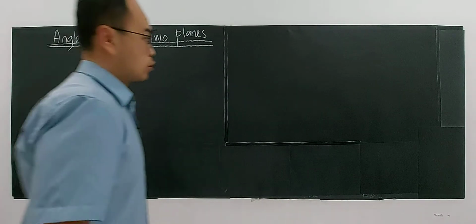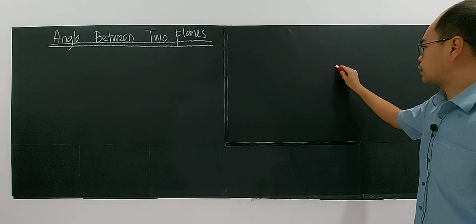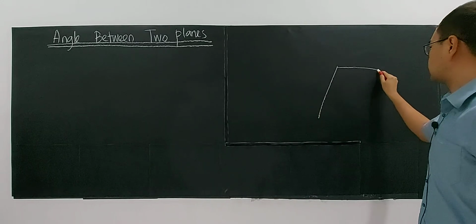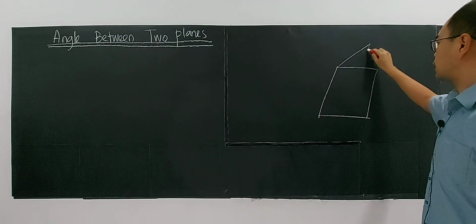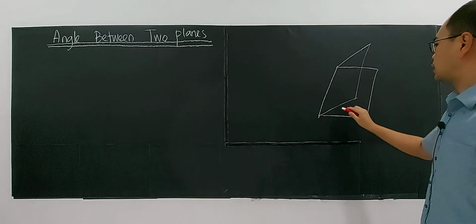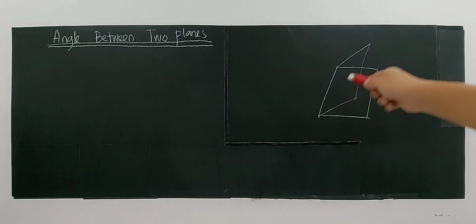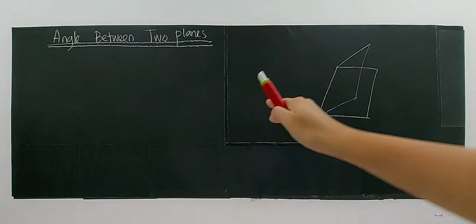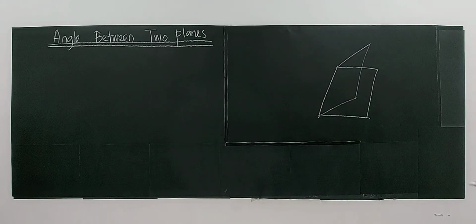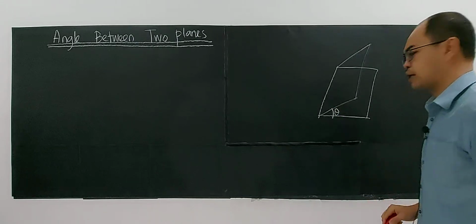So I'm going to draw it here. Let's say you have two planes. This is a plane on the bottom, and there is a plane on top. These two planes are intersecting. While the two planes are intersecting, they make an angle. This is the angle between the planes.